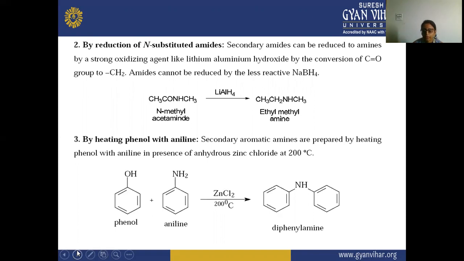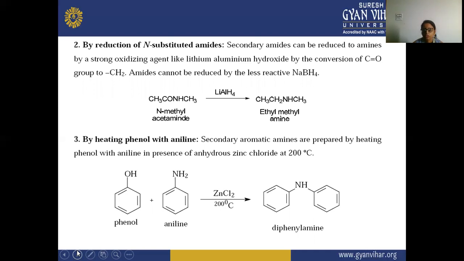Then there is the formation of the secondary amine, that is ethyl methyl amine, formed from the N-methyl acetamide, and there the strong reducing agent, lithium aluminium hydride, is used instead of sodium borohydride, because sodium borohydride is less reactive and cannot reduce N-methyl acetamide.